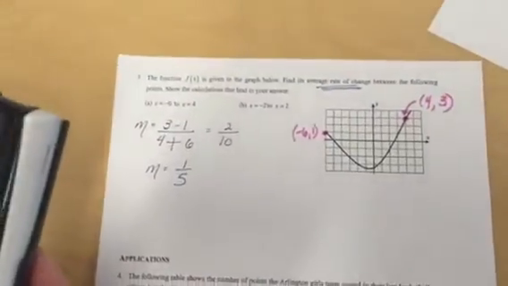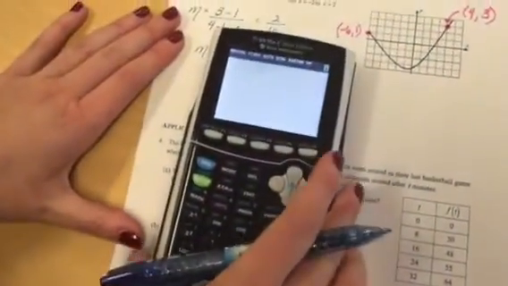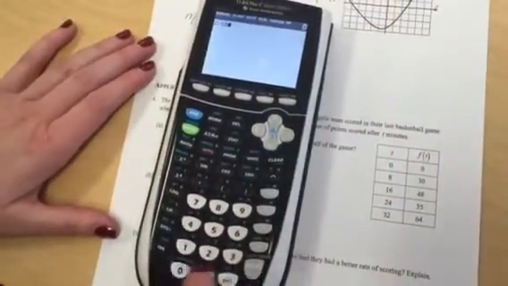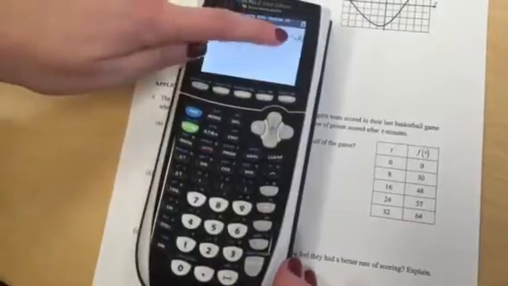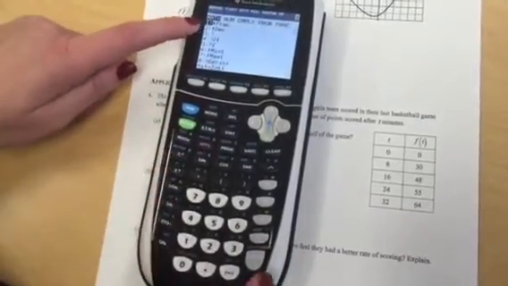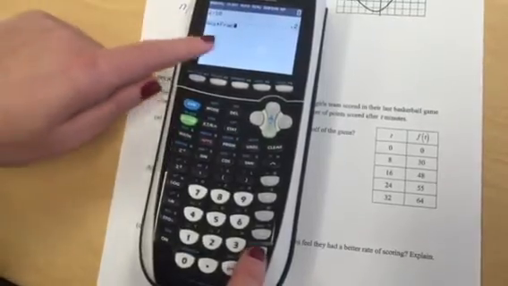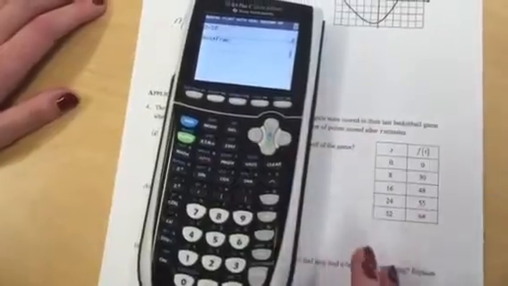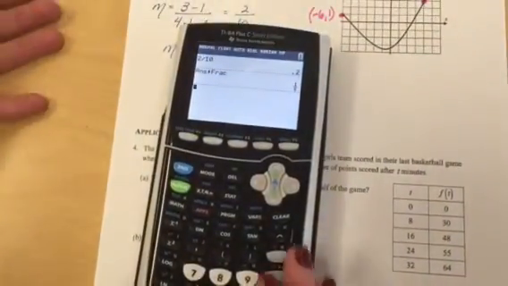If you were reducing this on your calculator, you just do 2 divided by 10 equals, and you get the decimal. Hit your math button, hit enter, and hit enter again. It's going to take that answer and turn it into a fraction. That's 1/5. That's how you can always get a reduced fraction on your calculator. All right, try 3B on your own.